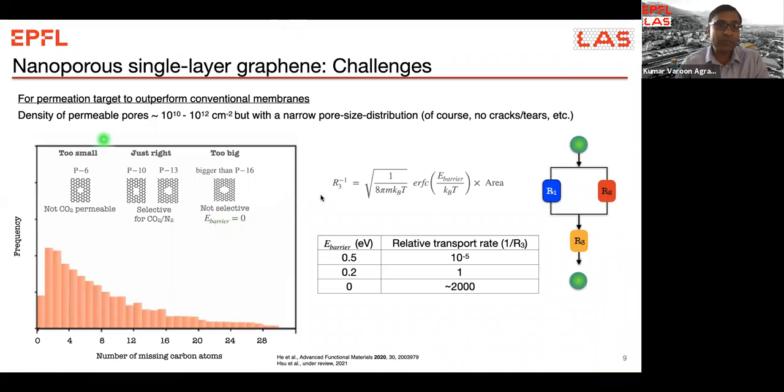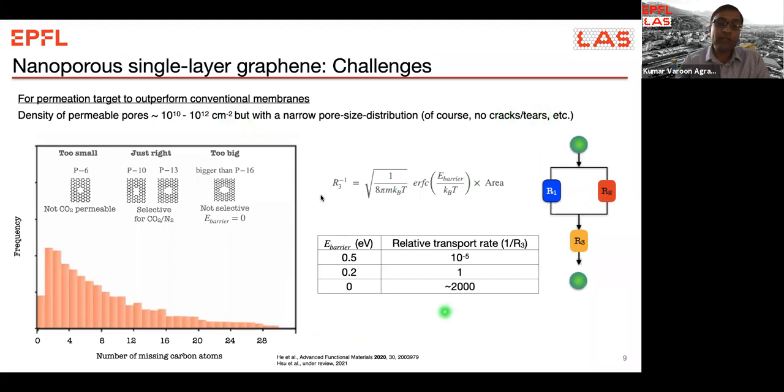So the biggest challenge here becomes that you have to incorporate a moderate to high density of these pores, 10^10 to 10^12. And for comparison, I'll give you the density of carbon atoms in the graphene lattice, which is 3.8 x 10^15 per centimeter squared. So that is quite high in comparison to the pore density, but with a narrow pore size distribution. And of course, then there are engineering issues that you don't want any cracks and tears, right?